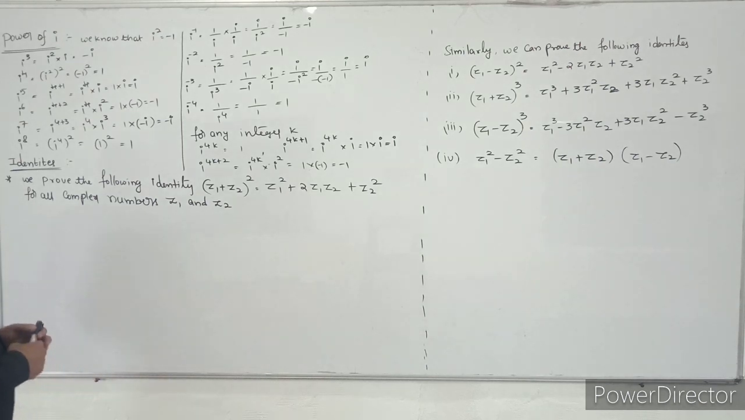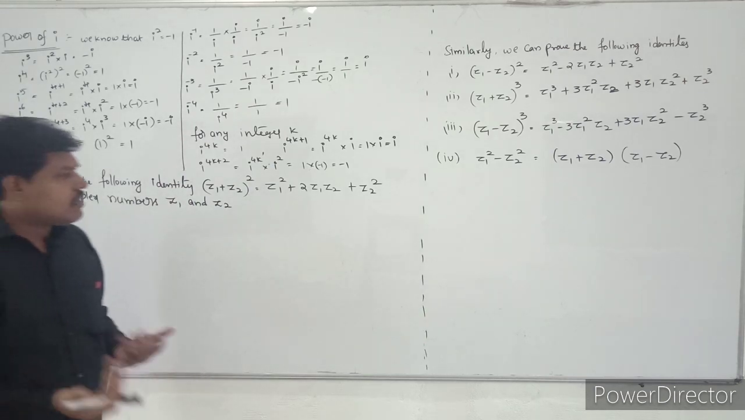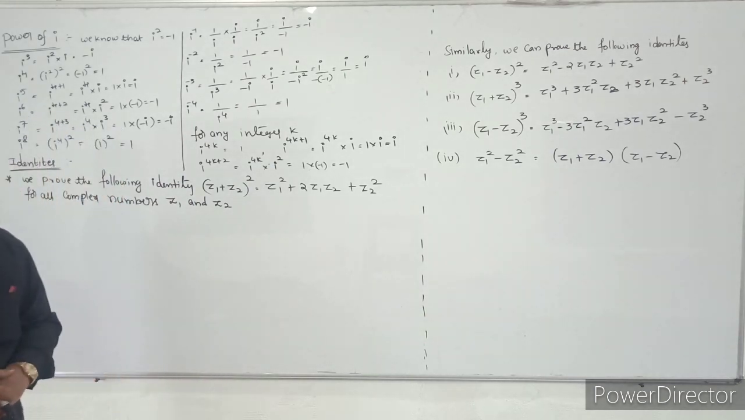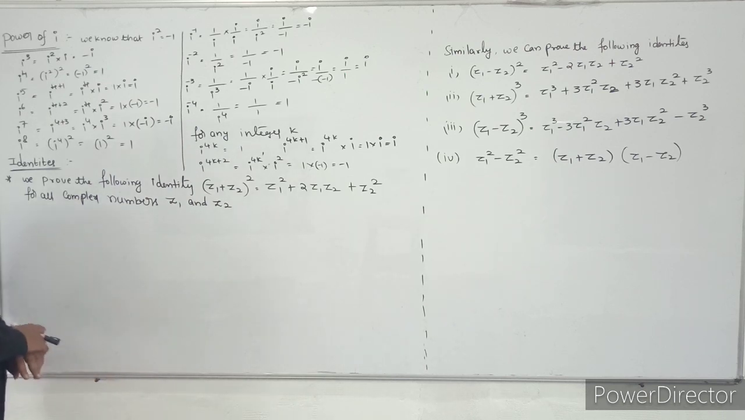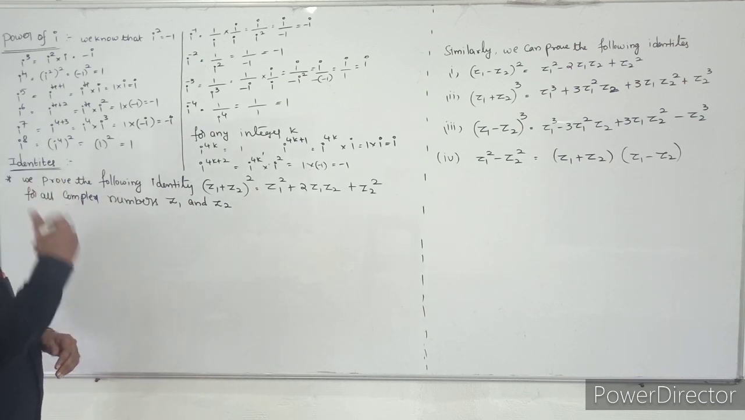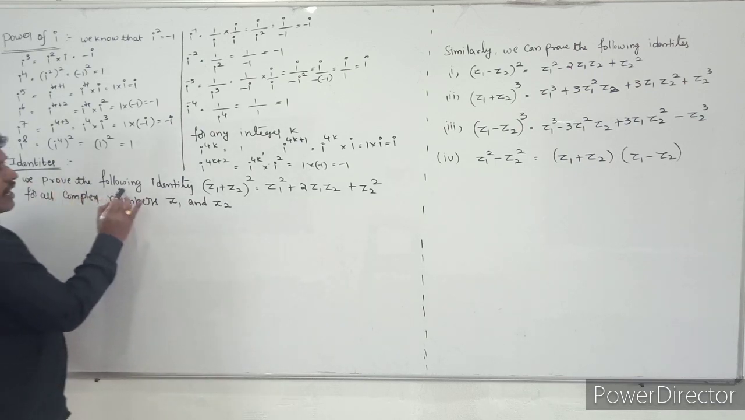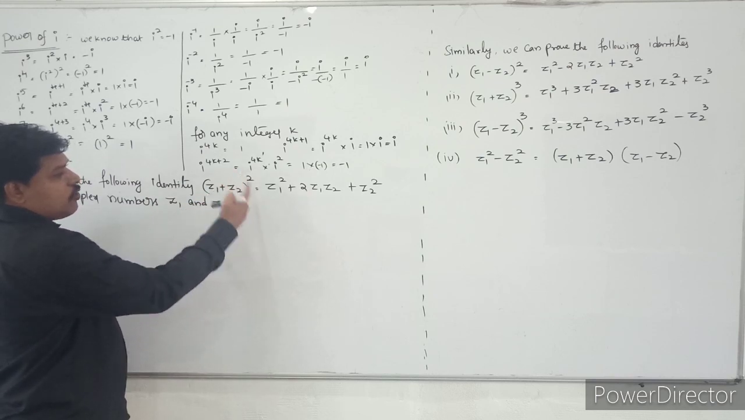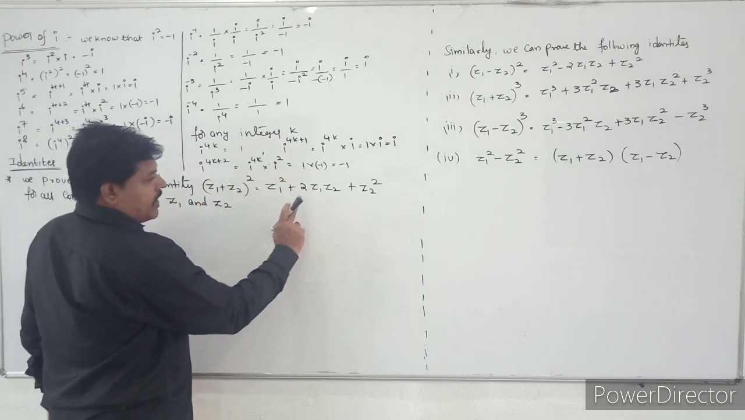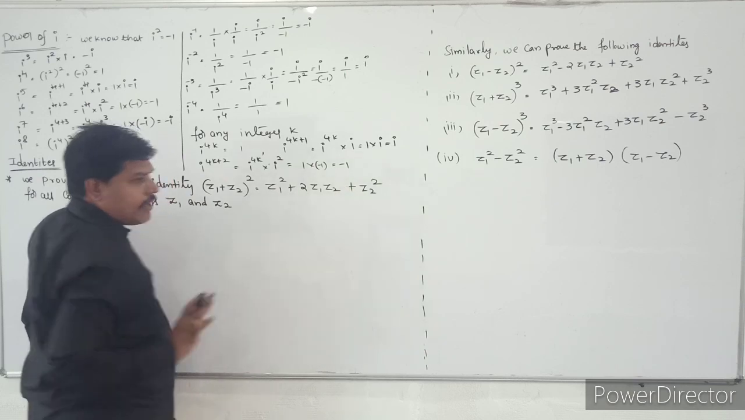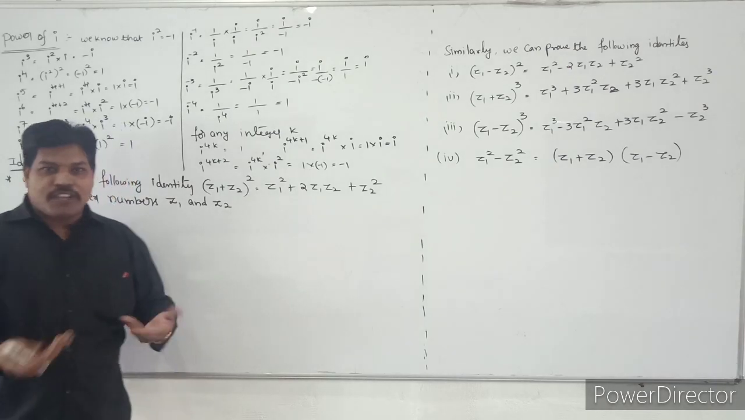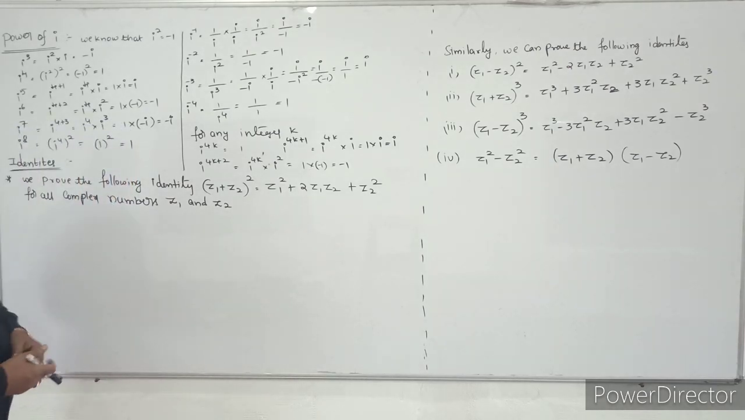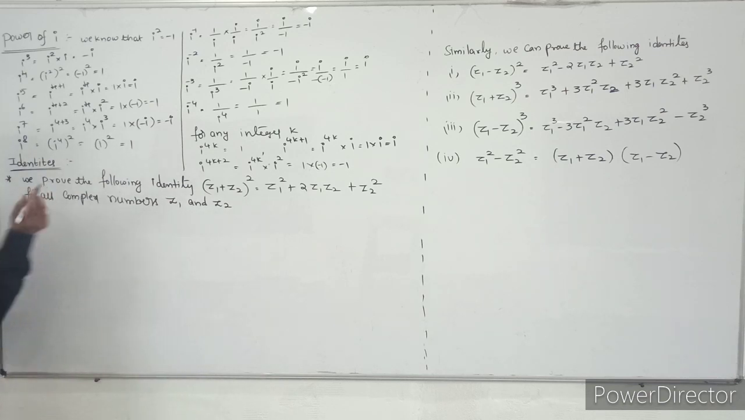So next we can see some identities here. In the real numbers we know some formulas. Not only in the real numbers, we can prove these identities with the complex numbers also. So here I am going to prove one identity and we can see the remaining identities also. We prove the following identity: z1 plus z2 whole square is equal to z1 square plus 2 z1 z2 plus z2 square. It is in the form of a plus b whole square is equal to a square plus 2ab plus b square, yes or no? So in the complex numbers we are proving that one, for all complex numbers. I will give the proof here.